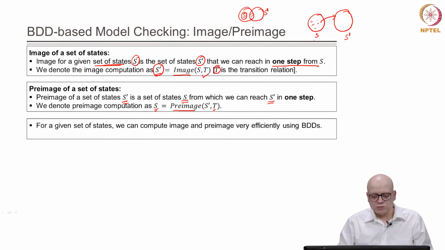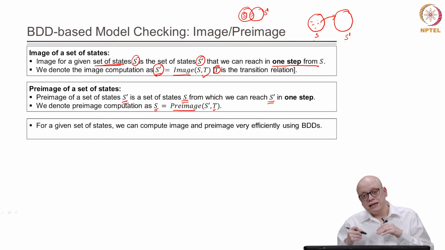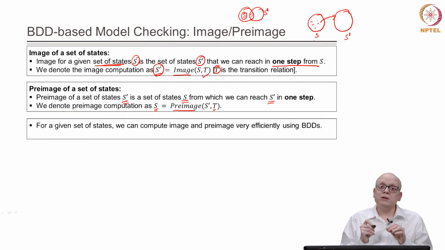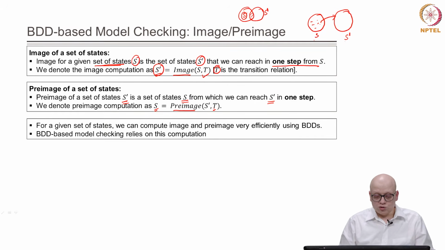Now, for a given set of states, we can compute image and pre-image very efficiently using BDDs. This is the crux, the reason why we can use BDDs for symbolic state traversal and property verification. Because the image and pre-image can be computed using BDDs for a given state transition relation T very efficiently. So, BDD-based model checking relies on this computation.